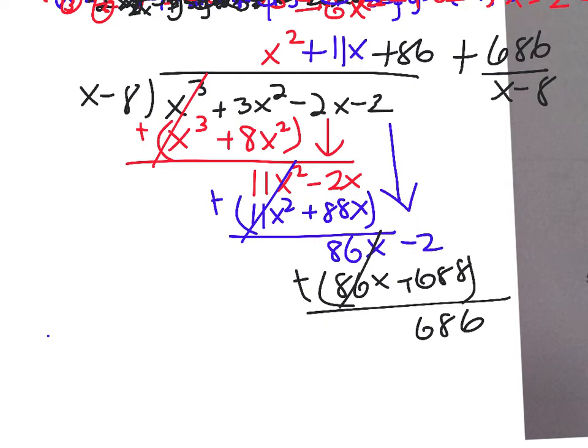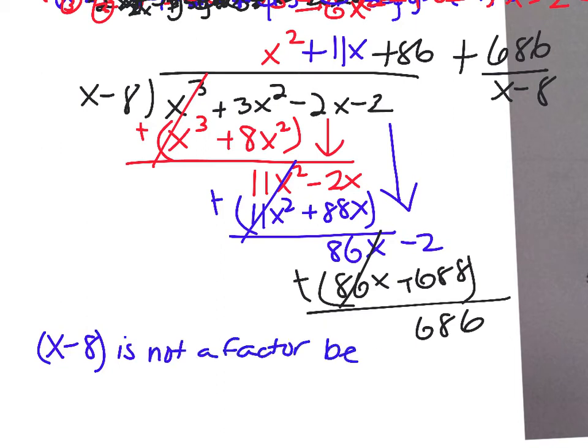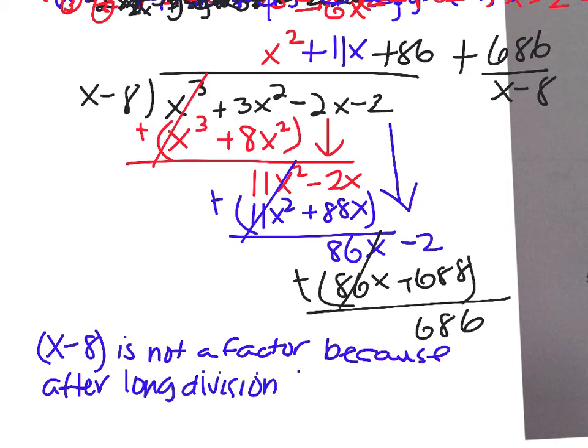So let's write that down. x minus 8 is not a factor because after long division, the remainder is not 0. Okay, so let's take a look at 5b.